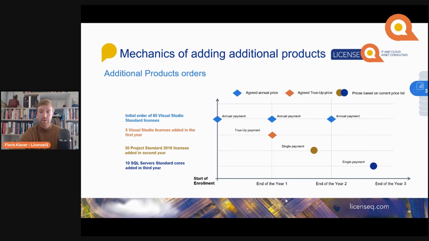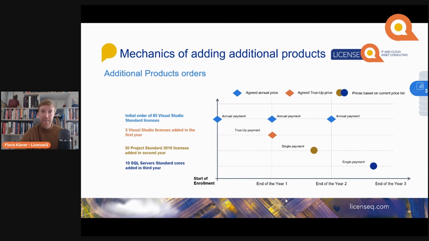But in your second year, you have a need for a new type of product, for instance, Project Standard, and you want to start using that. You can start using the product, but you need to pay for the product straight away, and you pay a similar price to the true-up price. And again, if you do the same thing in the third year with, for instance, adding SQL Server Standard course, it will work the same way.